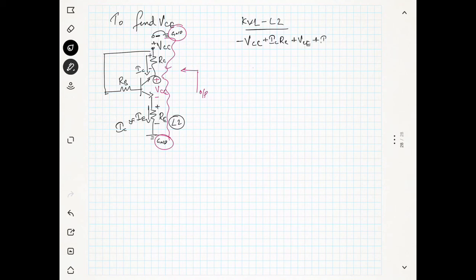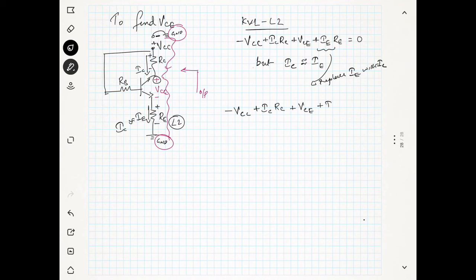Anyway, I will write it as: now the current is going down, so the polarity becomes plus and minus, so plus IE into RE is equal to 0. But we know that IC is approximately equal to IE, so we will replace this IE with IC. Now we will rewrite the equation: minus VCC plus IC RC plus VCE plus IC RE is equal to 0.